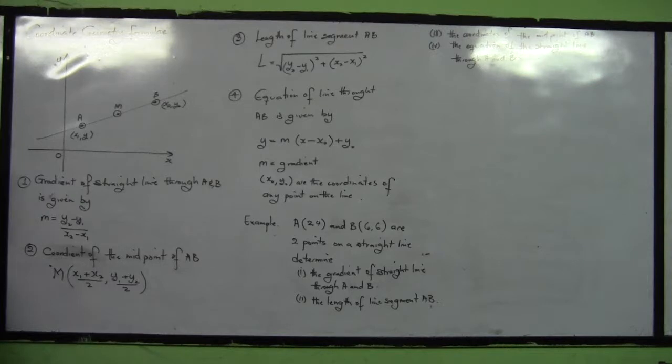Next, the coordinates of the midpoint of AB. For the line segment AB, you can use this formula to determine the coordinates of the midpoint. It's x1 plus x2 divided by 2, comma, y1 plus y2 divided by 2. This will be the x coordinate and this will give you the y coordinate.